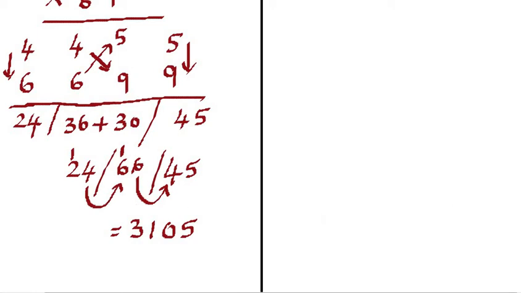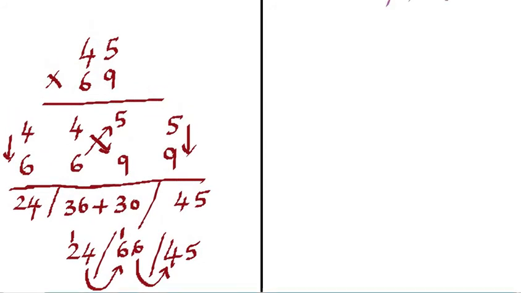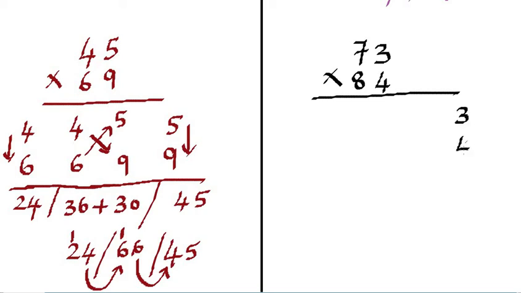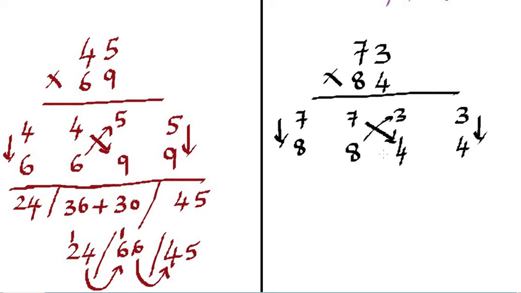Okay, let's take one more to go about it and understand the method. Let's say a bigger number, 73 multiplied by 84. Let's take 3 and 4 multiplied together because they are in the ones place, 7 and 8 together because they are in the tens place. 7 and 4 cross multiply, 8 and 3 cross multiply.